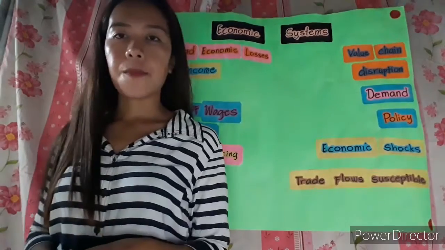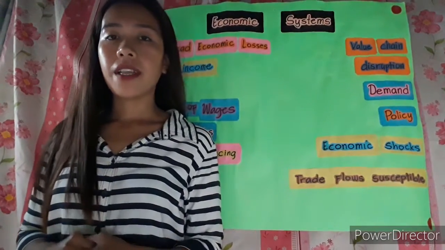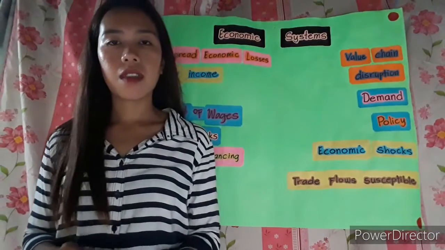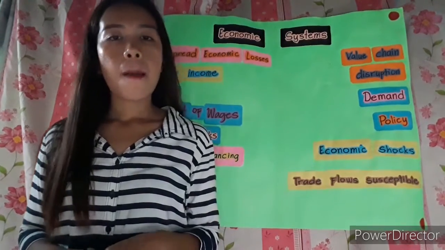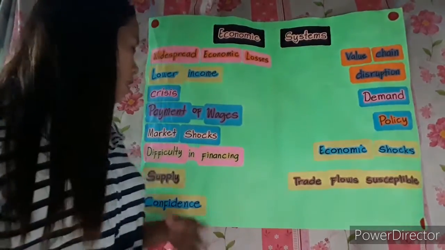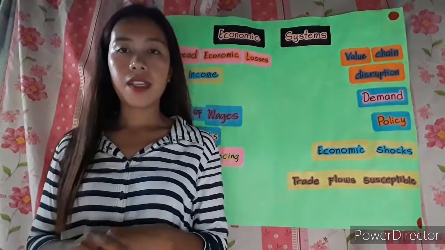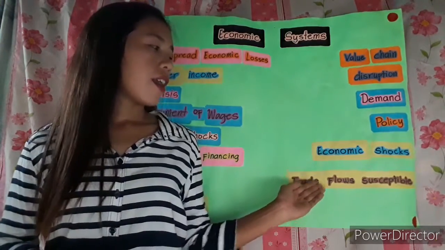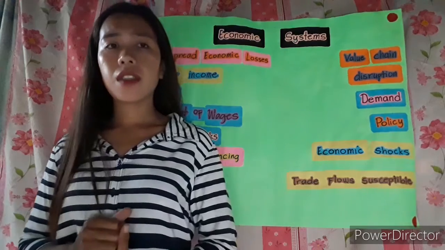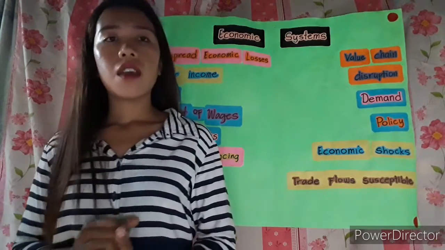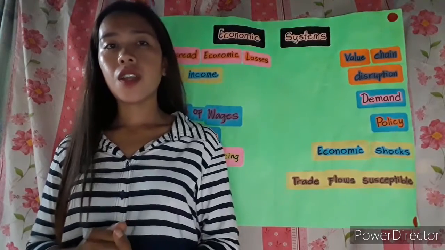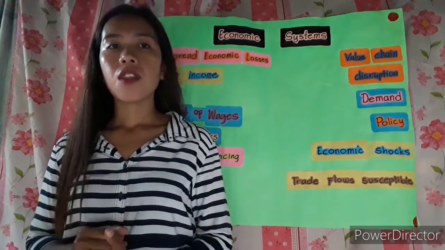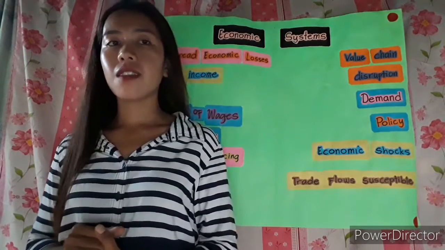So, goods and consumers are coming together less frequently. Next variable is policy. Policies are not implemented well by the government. Next is economic shocks. Economic shocks during this pandemic seem like market shocks that are affected by the COVID-19 pandemic. So, the next variable is trade flows susceptible. During this pandemic, international trade is surely one of the leading mechanisms through which the virus damages domestic economies and spreads internationally.